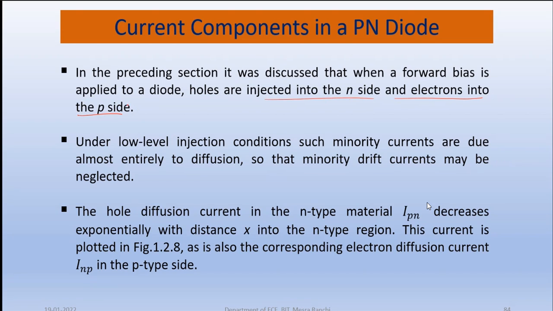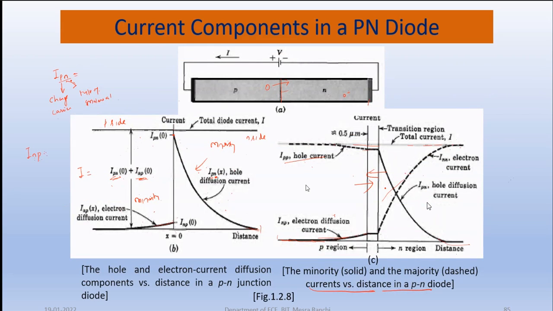Is it true? Under low level injection conditions, such minority currents are due almost entirely to diffusion. So when you apply a forward bias, it is mainly due to diffusion, because the drift current is very negligible, so that can be neglected also, right? So the whole diffusion current in the n-type material, I am coming to this line later, you may not be following.